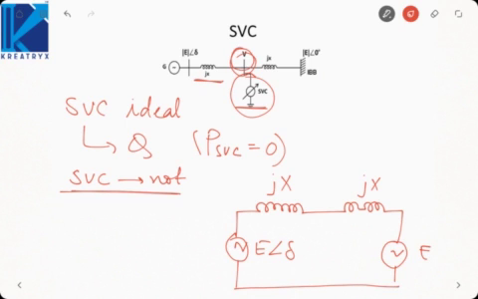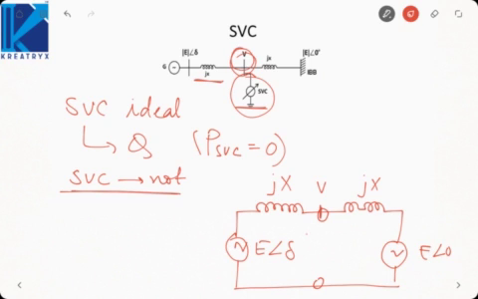Here this will be E angle 0. This is my midpoint where the voltage is V. Now since we have disconnected the SVC here, or we have opened the load terminals, directly or indirectly we are calculating the Thevenin equivalent about the midpoint. Now how to calculate the open circuit voltage at the midpoint?